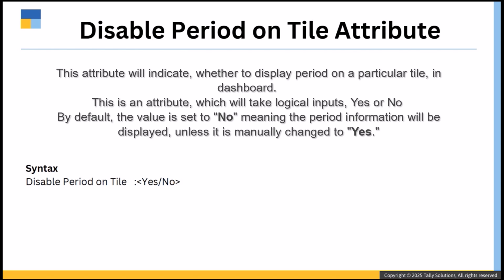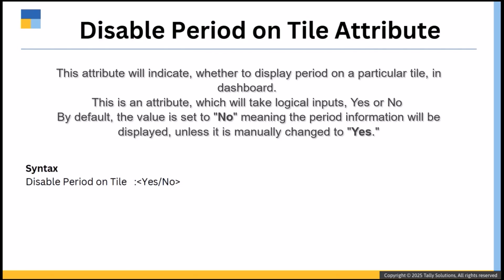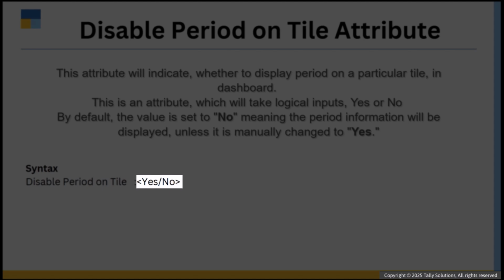This is an attribute which will take logical inputs yes or no. By default, the value is set to no, meaning the period information will be displayed unless it is manually changed to yes. Hence, the syntax for the same is as shown. Disable period on tiles, logical expression, where logical expression means any expression that would either return yes or no.